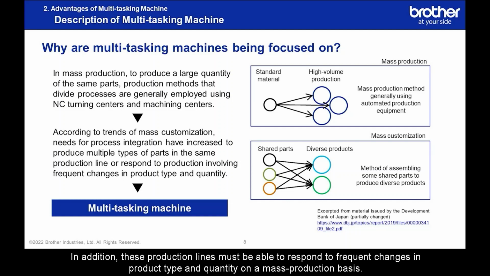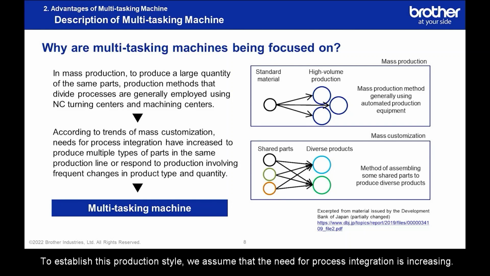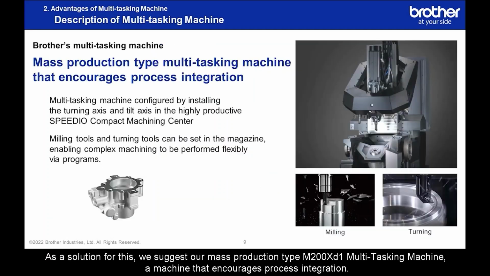In addition, these production lines must be able to respond to frequent changes in product type and quantity on a mass production basis. To establish this production style, we assume that the need for process integration is increasing. As a solution for this, we suggest our mass production type M200Xd1 multitasking machine, a machine that encourages process integration.